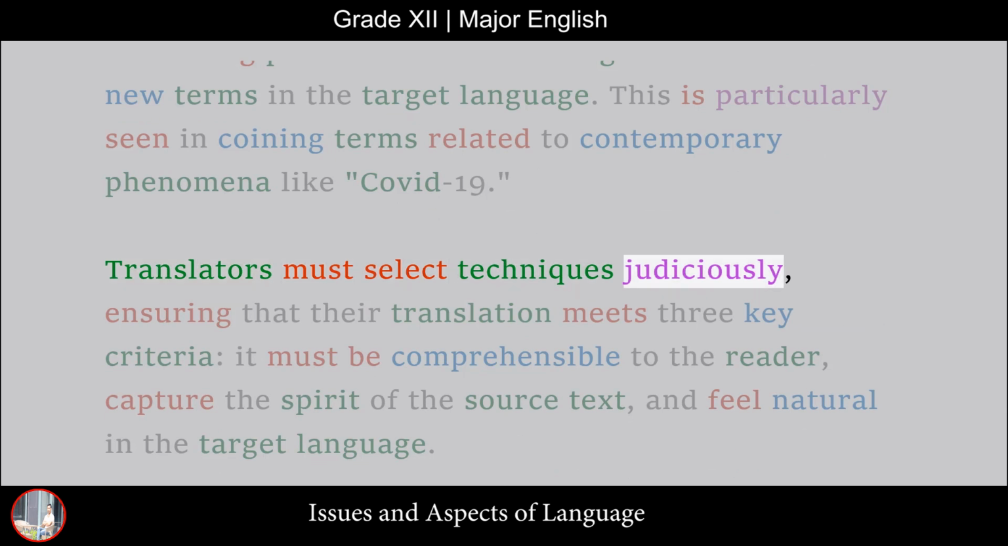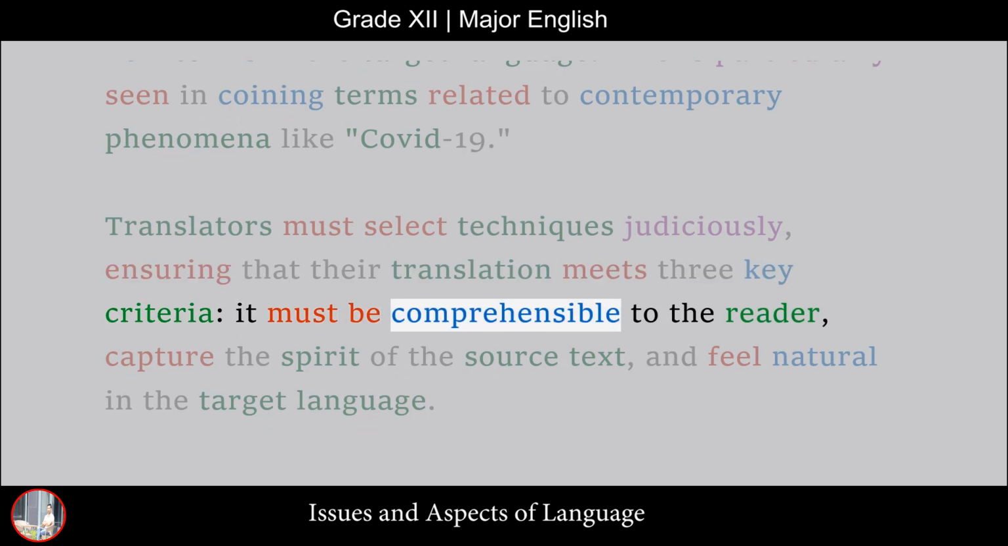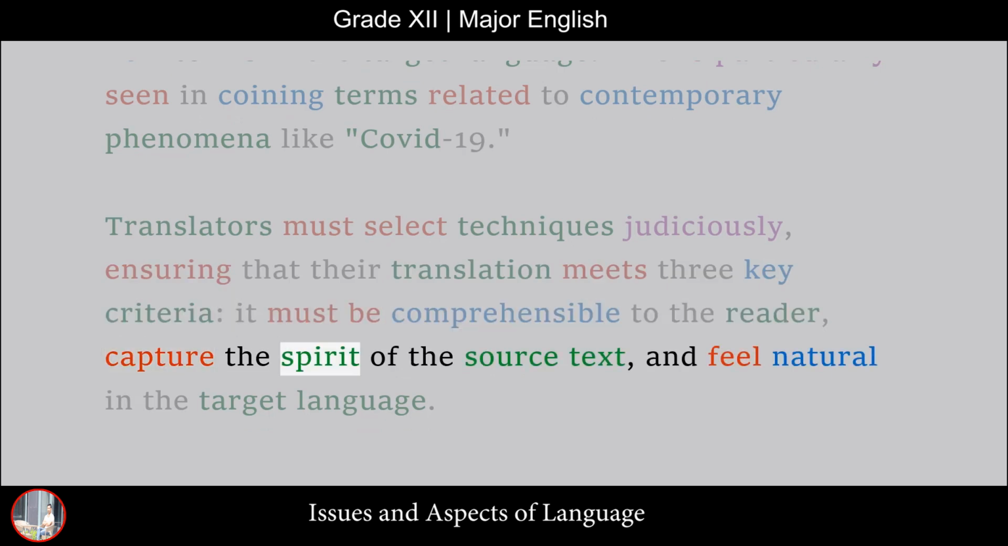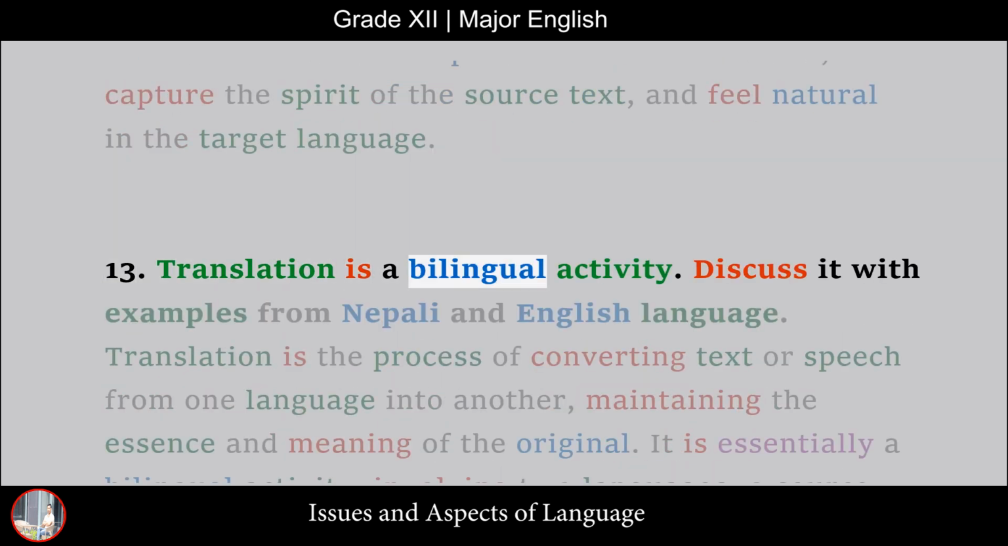Translators must select techniques judiciously, ensuring that their translation meets three key criteria. It must be comprehensible to the reader, capture the spirit of the source text, and feel natural in the target language.